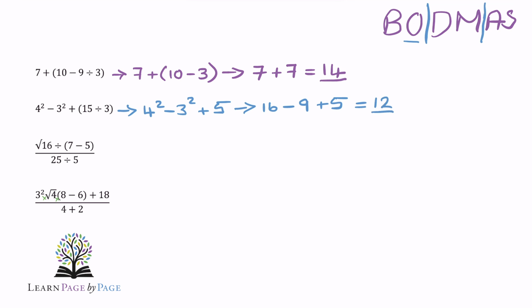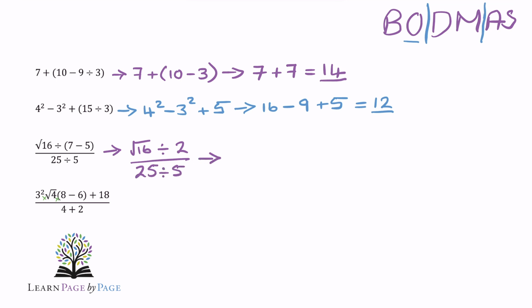Now the next one, we have a bracket, and again there's another. So we're going to do the bracket first, and then we would do the square root of 16. So we rewrite the square root of 16. We haven't done anything with that yet. The divide sign, and 7 minus 5 is 2, and all over 25 divided by 5.